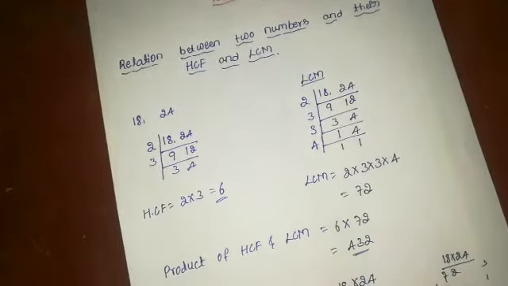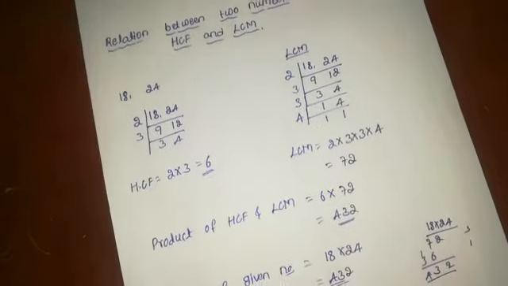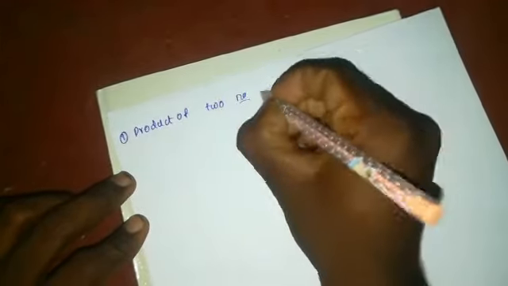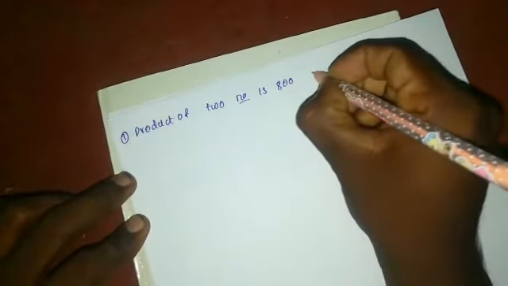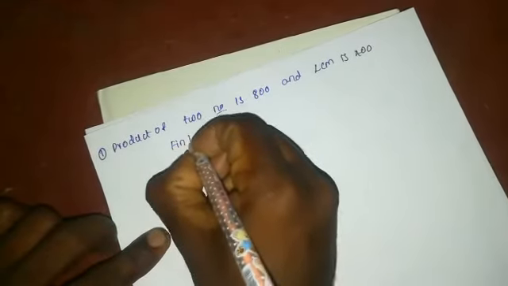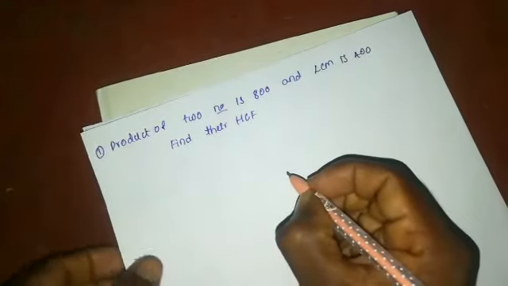You see one example. How do you find out the LCM, HCF and the product of the given numbers? The product of two numbers is 800 and the LCM is 400. Find their HCF. We have to write what they have given. First one is the product of two numbers, 800, and the LCM is 400. Now we have to find out the HCF.